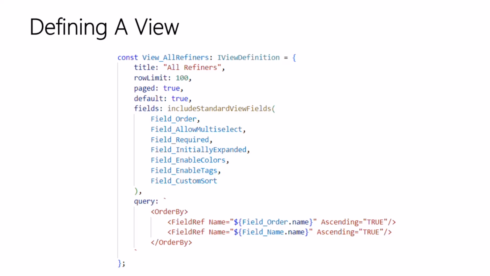The fields property is actually an array of the fields to show in the view, and these are objects like the ones we saw on the previous slide. We have a couple of helper functions. In this case, we're using one named includeStandardViewFields. What this does is automatically include the title field and some other metadata fields that are needed for loading and persisting entities, as well as the functioning of the live update feature. And you can also specify a query for the view using good old CAML syntax. In this example, we're setting a default sort order, but you can also use this for grouping and filtering.